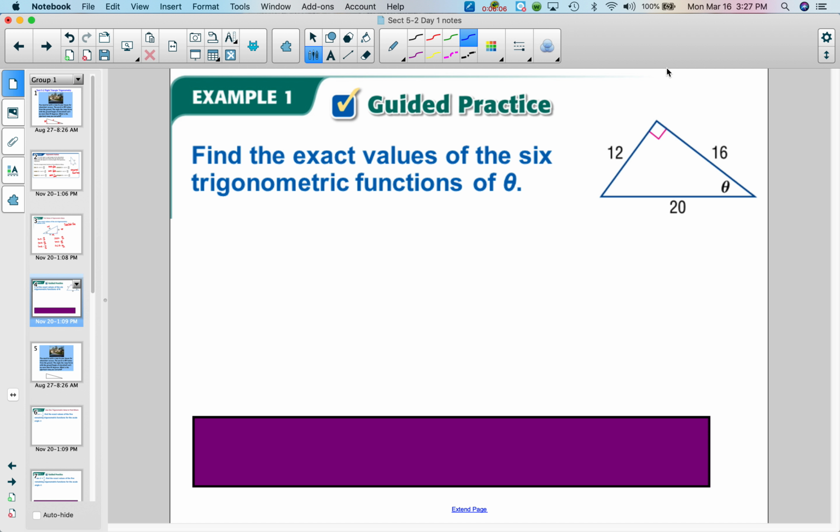All right, so I want you to go ahead and pause the video and do this problem. Now remember, and I'll get you started on this first one, when you do sine theta, remember it's opposite, so the opposite is over here. The hypotenuse is here. So when you write down 12 over 20, don't leave your answer like that because it can be simplified. So go ahead and simplify them.